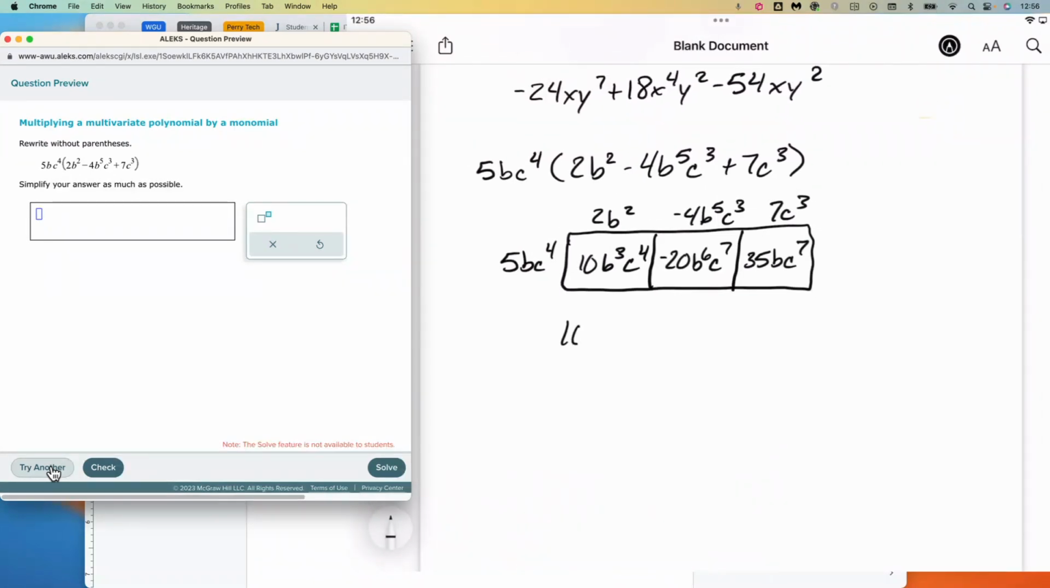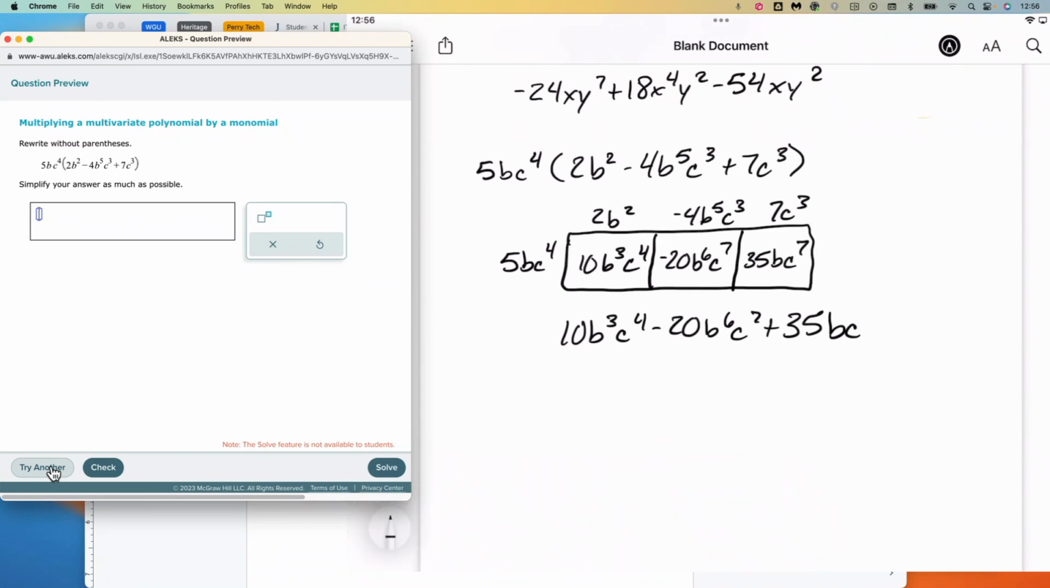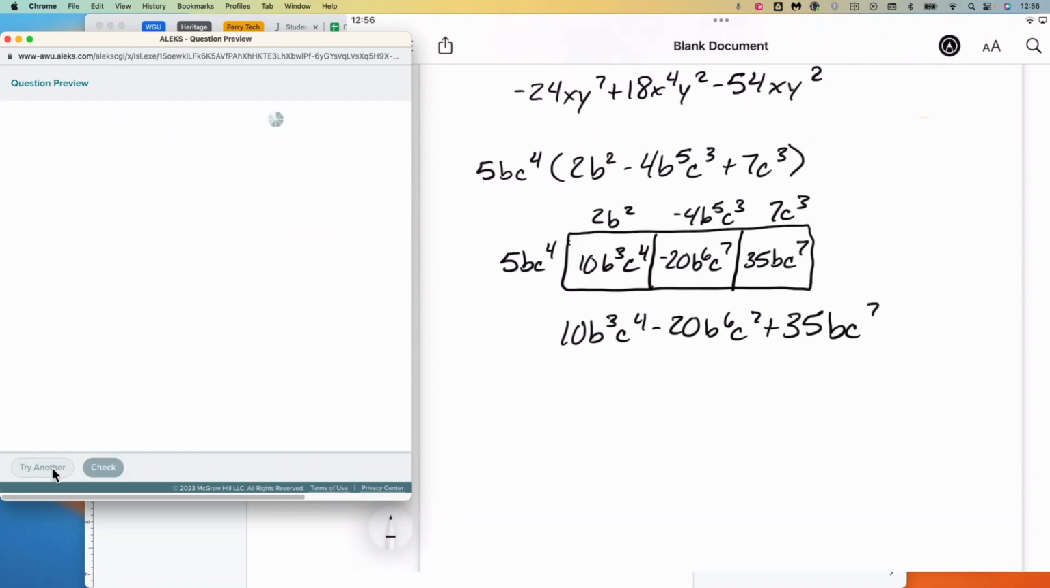The answer is everything that's inside the boxes, so 10b to the third c to the fourth, minus 20b to the sixth c to the seventh, plus 35b c to the seventh. That looks like a match. I'm just going to hit solve, make sure it matches. And it looks good.